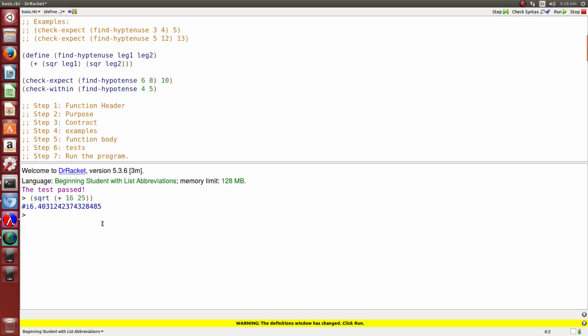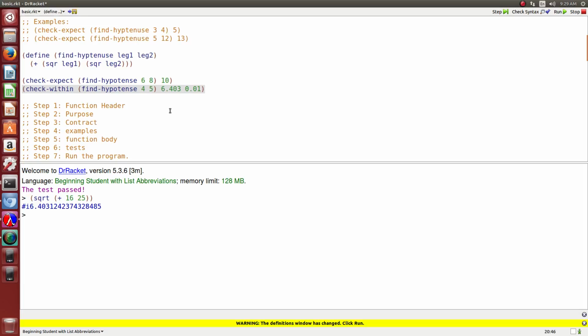And that is 6.4031. So what I can write here is 6.403. And then this check-within allows me to find the hypotenuse, compare this answer to this answer. And as long as there are, I can specify here 0.01. As long as there's 0.01 within each other, this test will pass.